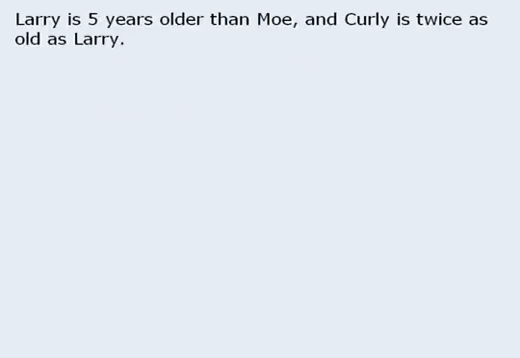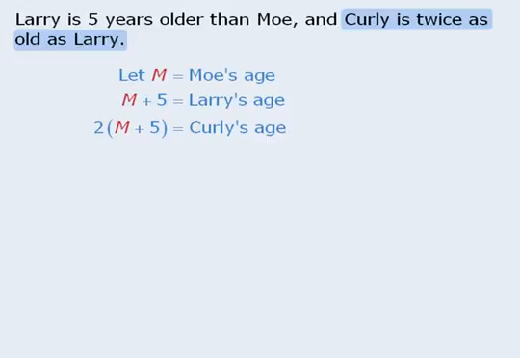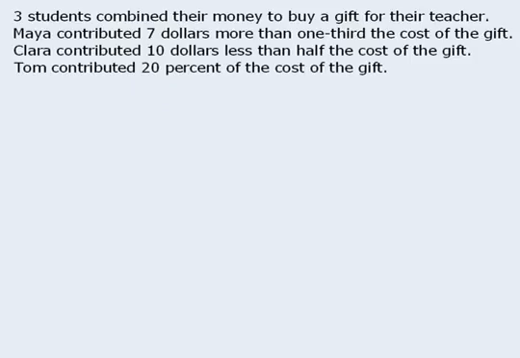In this next example, we are given information about the relationships between the ages of Larry, Mo, and Curly. Since Mo appears to be the youngest person here, let's let m equal Mo's age. Since Larry is 5 years older than Mo, we can say that m plus 5 represents Larry's age, and now Curly is twice as old as Larry. So if we take Larry's age, which is m plus 5, and then multiply it by 2, this will be equal to Curly's age. Okay, let's try one more.